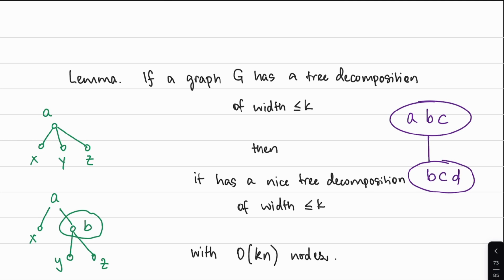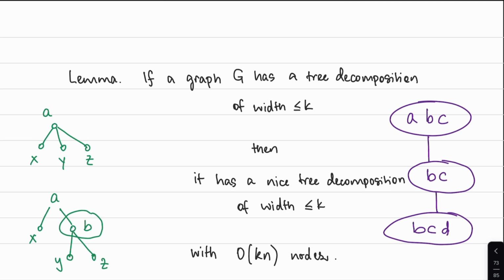Now, what you're going to do is again make intermediate copies of these nodes so that, for example, you go from BCD to just BC first, and then you go to ABC. Adding that intermediate node would make sure that this is now converted to a sequence of first a forget node and then an introduce node.